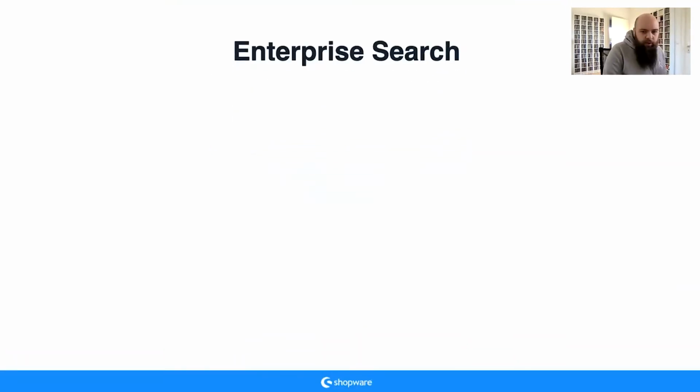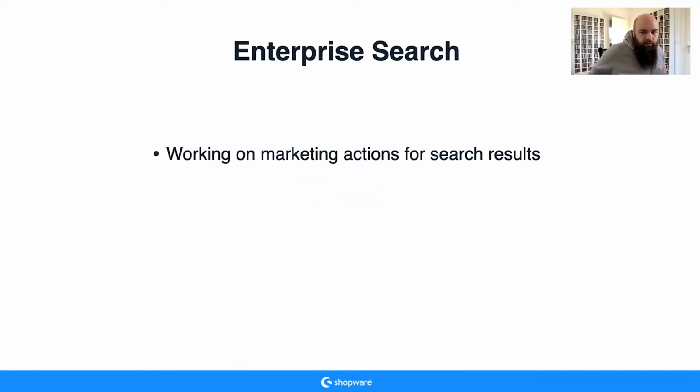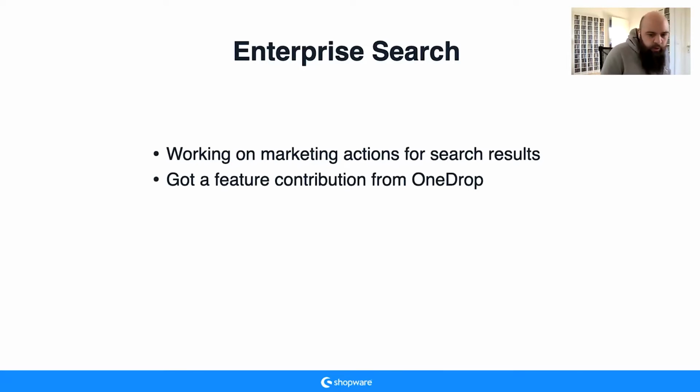The next thing is the enterprise search. So we are working on marketing actions for search results. This is basically a part of the finals of our trainee Lucas, and he's working on the marketing search results for his finals. And we got a feature contribution from our partner OneDrop. The developer Hans provided us some new features for the enterprise search, and we will now have a look at how to implement it and what effort we need to take into account to bring it into the product.